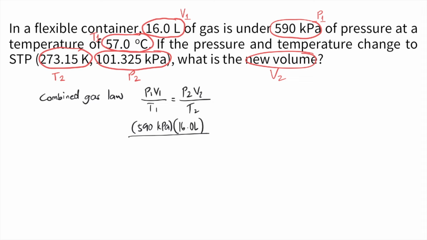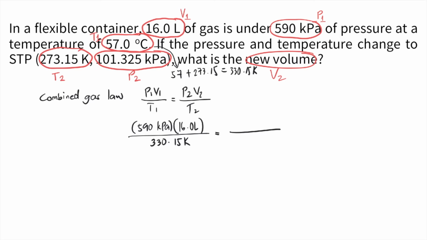So how do we do that? Remember, if you want to convert Celsius to Kelvin, you add 273.15. So 57 plus 273.15, that's equal to 330.15 Kelvin. So that is your T1.